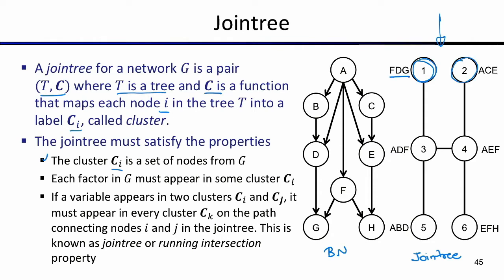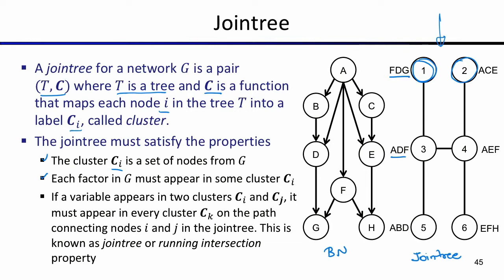And these are the variables associated with cluster 1, and these are the variables associated with cluster 3, and so on. So when you say the clusters are a set of nodes in G, we need to decide which variables will be associated to each cluster. But when we do that, we have some issues because we must satisfy the other two properties, and the property is saying that each factor in G must appear in some cluster Ci.